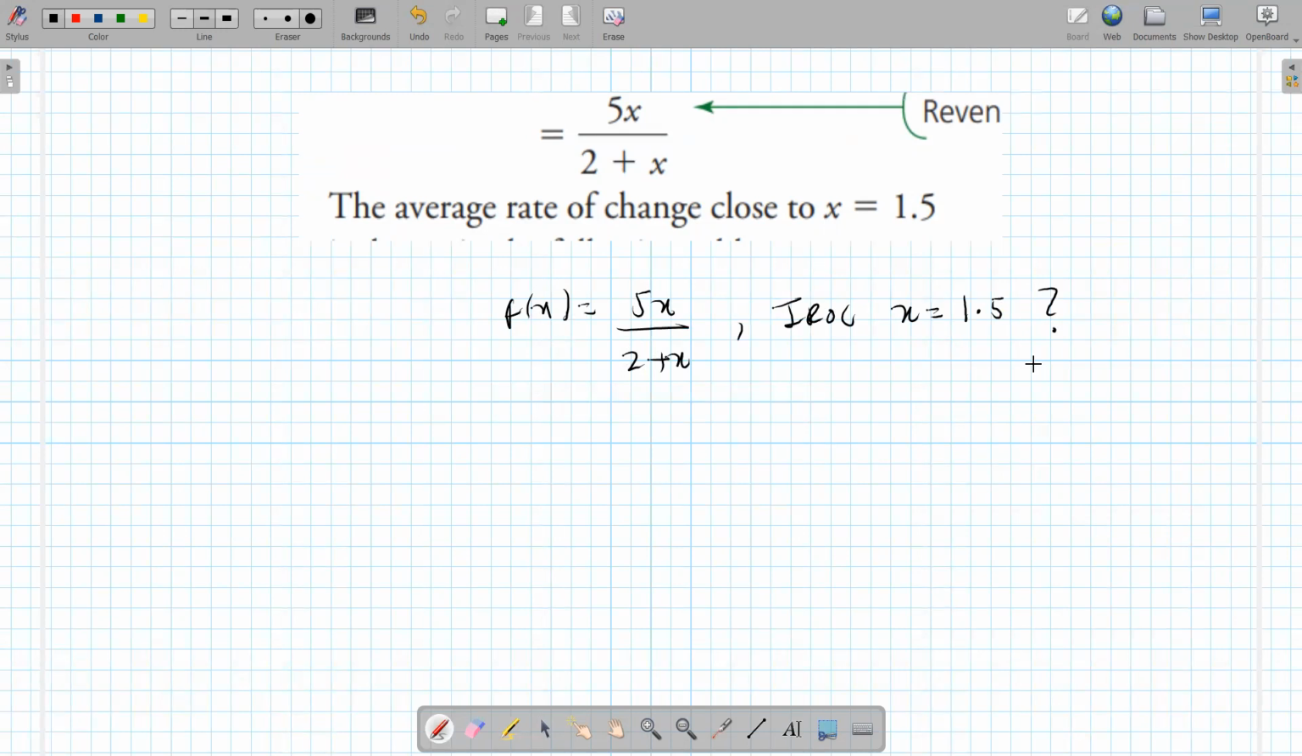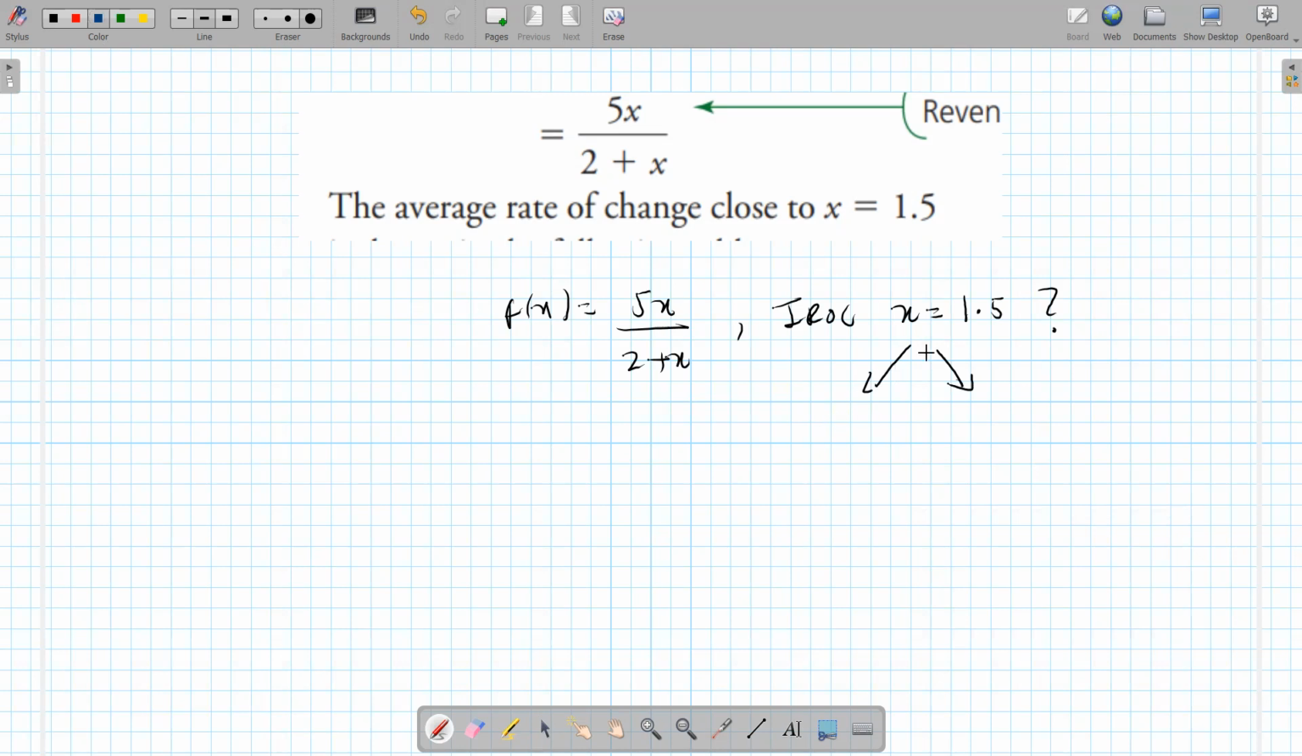You remember from yesterday the process of finding IROC. You're going to go one level up and one level down. It just means plus 0.01 up and 0.01 down. So here, if it's asking you for x equals 1.5, again, this is not a polynomial function. Coming up with the shortcut is not that easy.